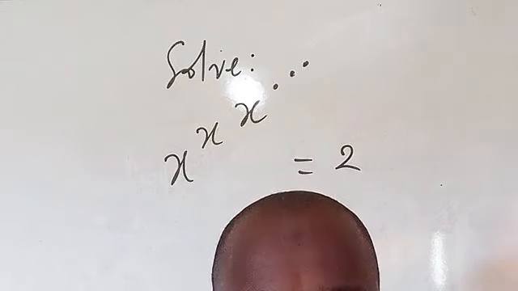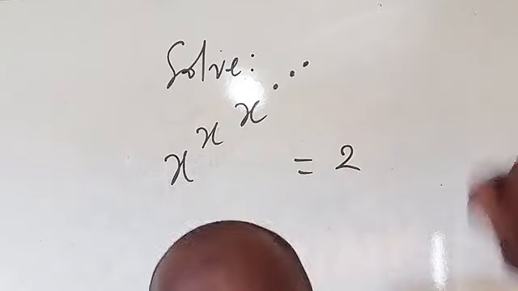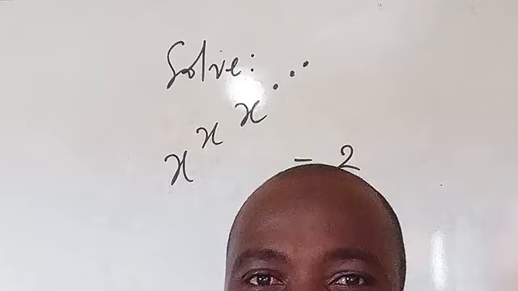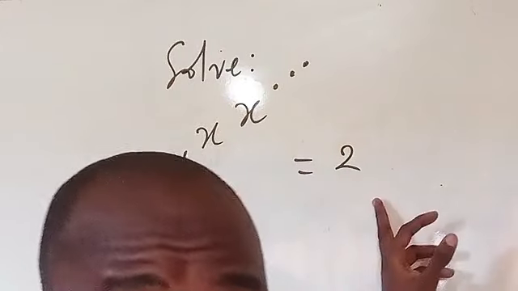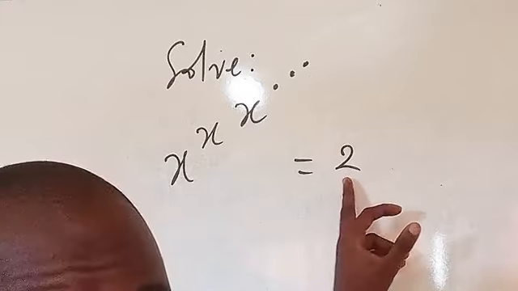Solve x to the power of x to the power of x to the power of x to the power of x to the power of x to the power of x to the power of x to the power, and so on. When you have all of this left hand side equal to 2. Definitely, as it goes, it's going to be 2.